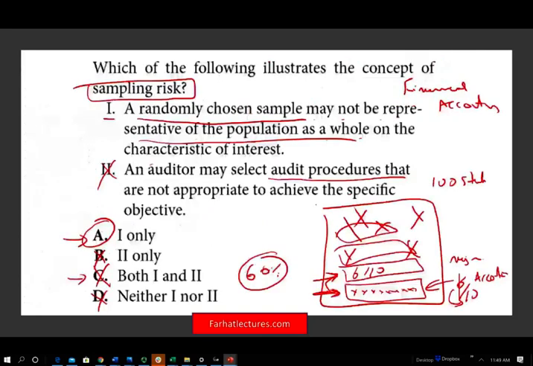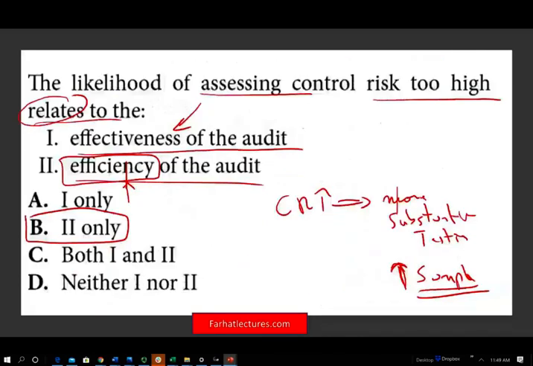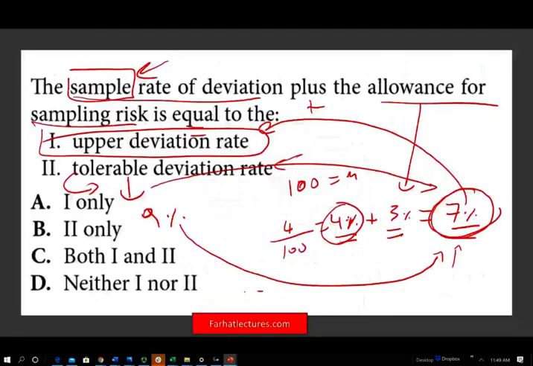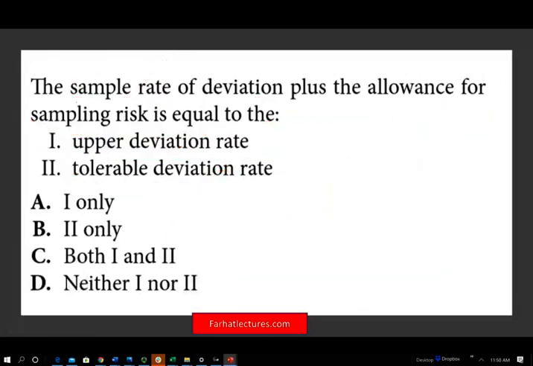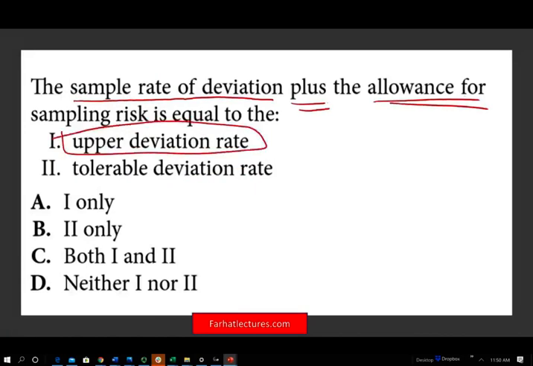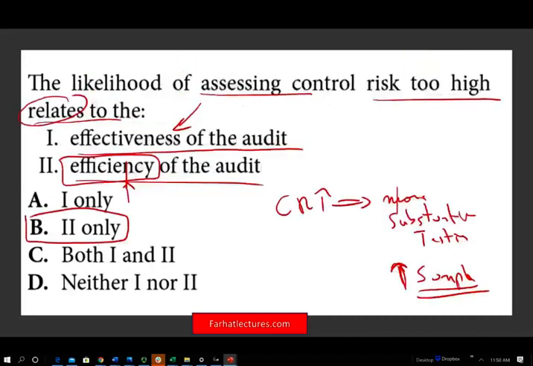Let's go back to the earlier question. Remember the first or the second question here, we asked you about this. Let me clear this so we can see it. The sample deviation rate plus the allowance equals the upper deviation rate. What did we have in this problem? We had the sample rate of deviation, which was 3%. They told us the upper deviation rate from the table, equal to 6.4. Well, the sample rate of deviation when we sampled is 3%. So the plug must be 3.4. So the allowance for sampling risk equals 3.4. Therefore, that one is correct.